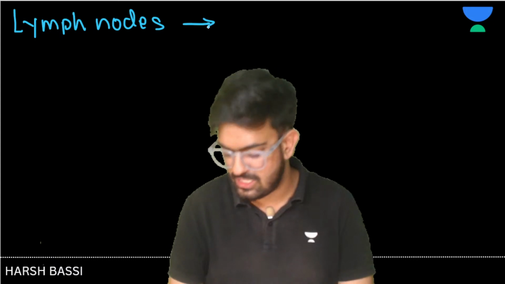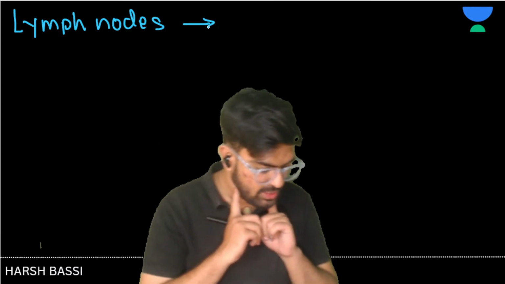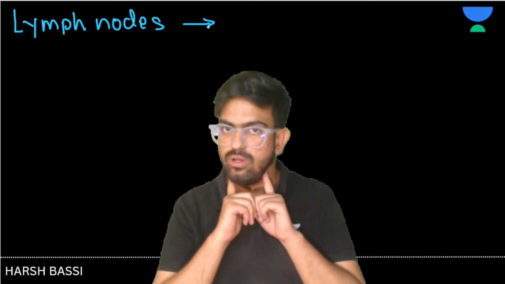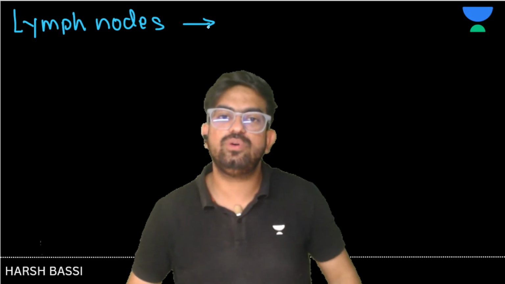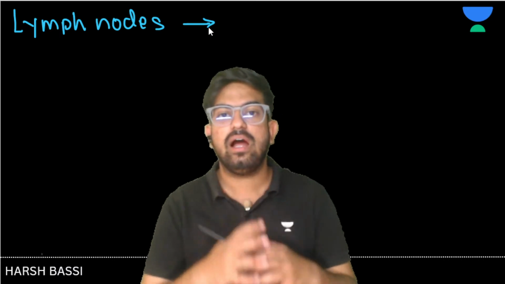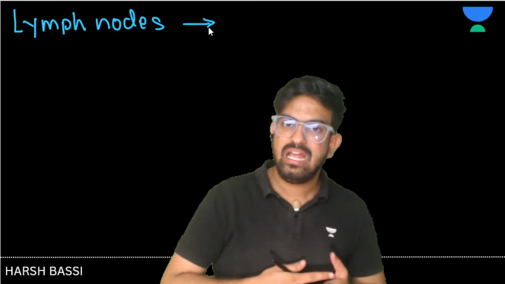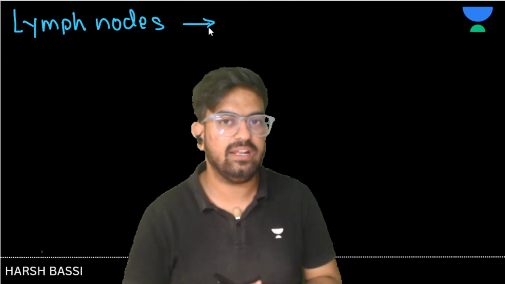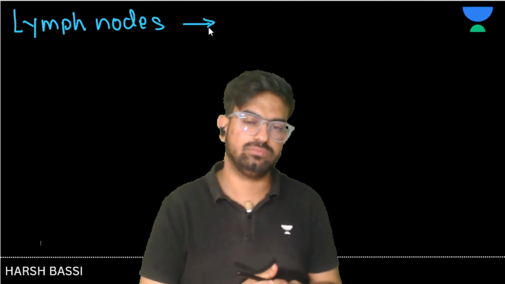Lymph nodes are, let's suppose, tonsils. Lymph nodes are present in many places. Here the amount of WBC is more, and it is helping in providing immunity.